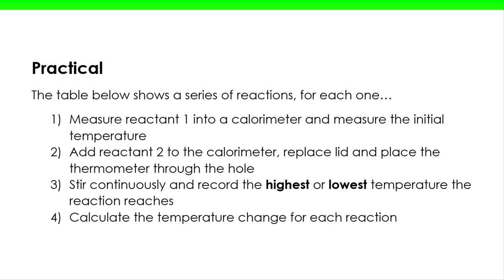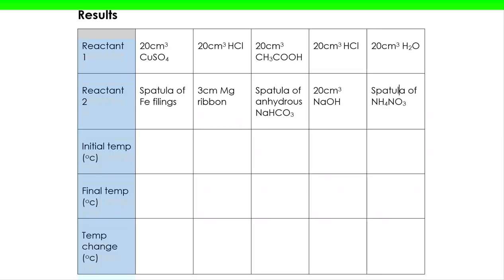If we take two different reactants and measure them, combine them in a calorimeter and measure the temperature change, we're going to see what would happen. And these are the examples that we're talking about. So copper sulfate with iron filings, hydrochloric acid with magnesium ribbon. We've got anhydrous sodium hydrogen carbonate with ethanoic acid. We have hydrochloric acid with sodium hydroxide, and we have water with ammonium nitrate.